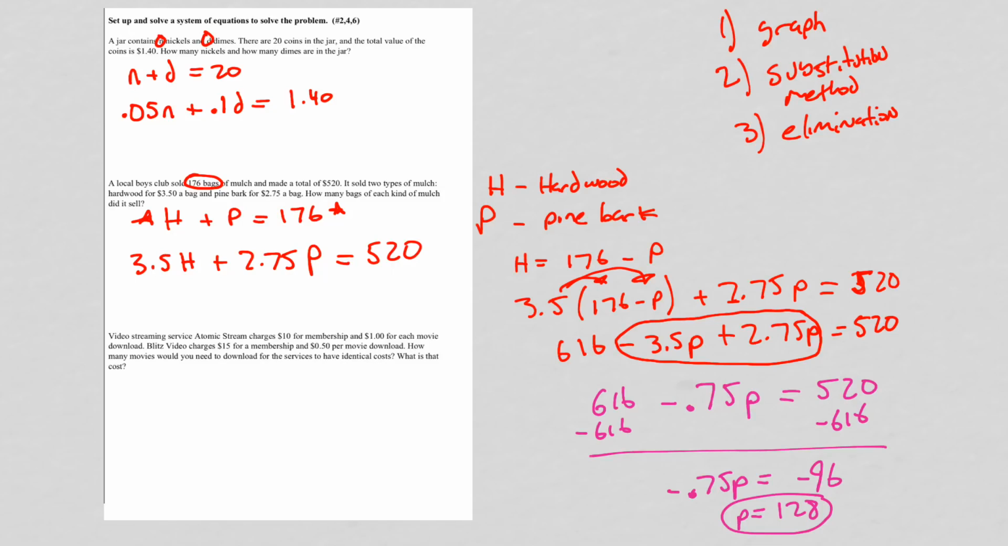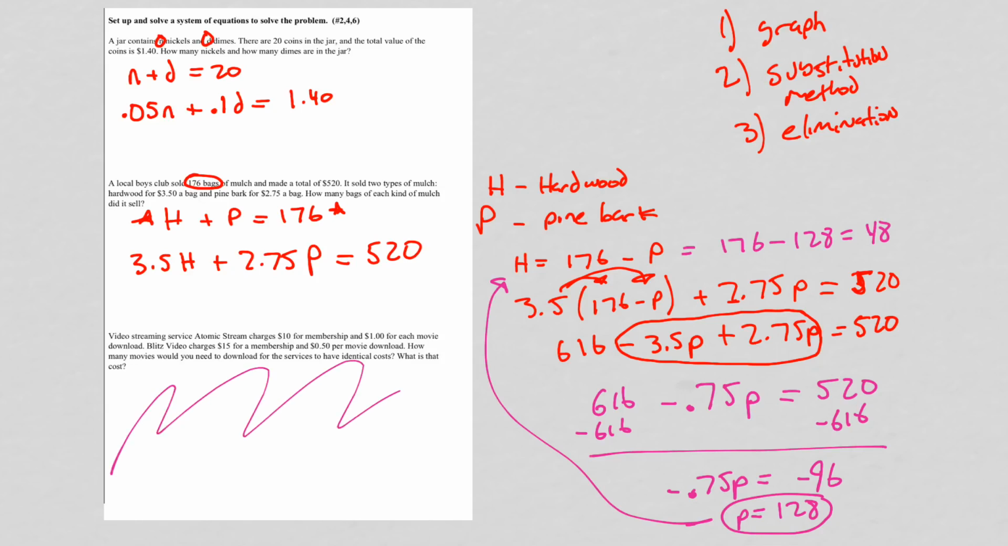And you know that H, we can now take this back. The amount of hardwood is equal to 176 minus 128, which is 48. So again, you could also graph this, or you could use the elimination method. In this instance, I chose the substitution method. So we're not going to do the other ones at all.